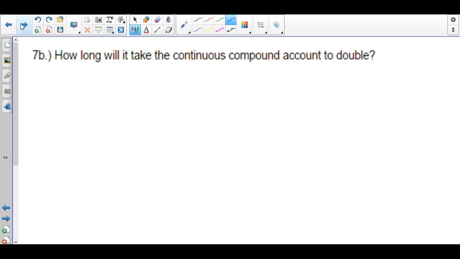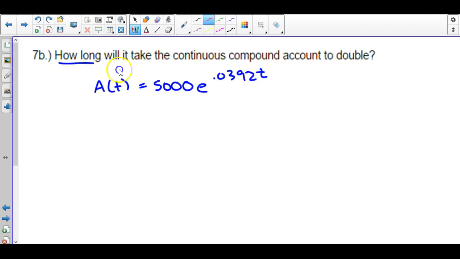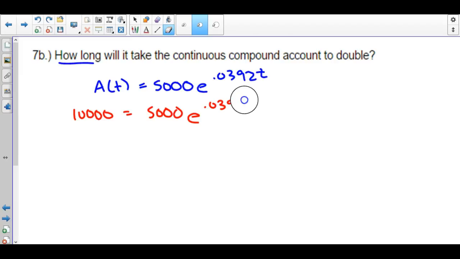And then lastly, how long will it take the continuous compound account to double? So I'm going to bring that function down here. A of t equals 5,000 times e to the 0.0392 t. And I'm keeping the t up here. I'm not putting 30 in because we're going to solve to see how long it'll take for it to double. So when this account doubles, it'll be worth $10,000, and that'd be my final amount. So I'm substituting that in for the left side of the equation. And what we want to do is solve this.